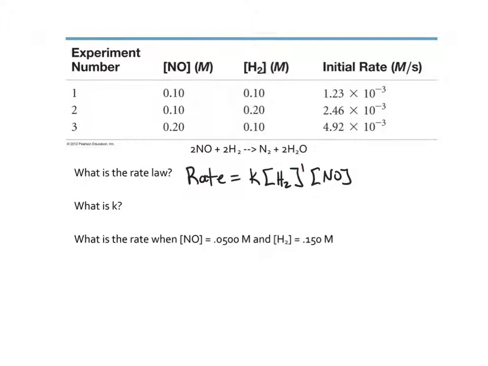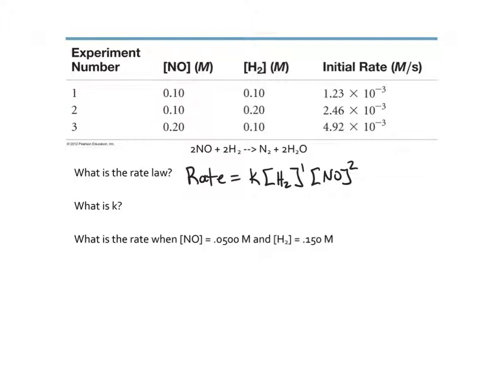So the next 2 experiments I'm going to look at are experiment 1 with experiment 3. And notice this time, with experiments 1 and 3, I hold H2 constant and I double my NO. Now when I hold H2 constant and double my NO, my rate goes up by a factor of 4, which means if I double this and this goes up by a factor of 4, I can safely assume that NO is second order. So I've just generated my rate law for this particular reaction using experimental data.